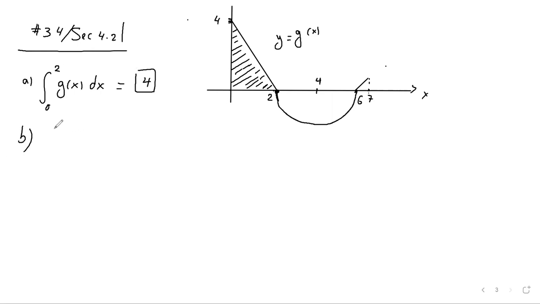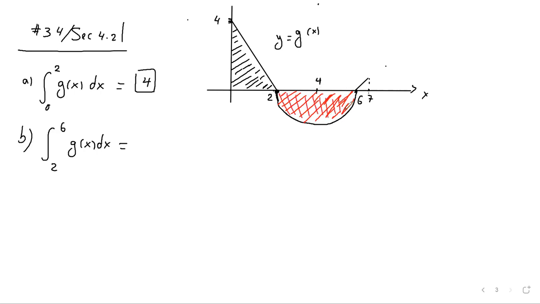Integral from 2 to 6 of g of x dx. Let's see, where are we with this integral? Okay, so I'm here with a red thing. So 2 to 6, this is my graph, right? So 2 to 6. Can you tell me here, what is this area over here?